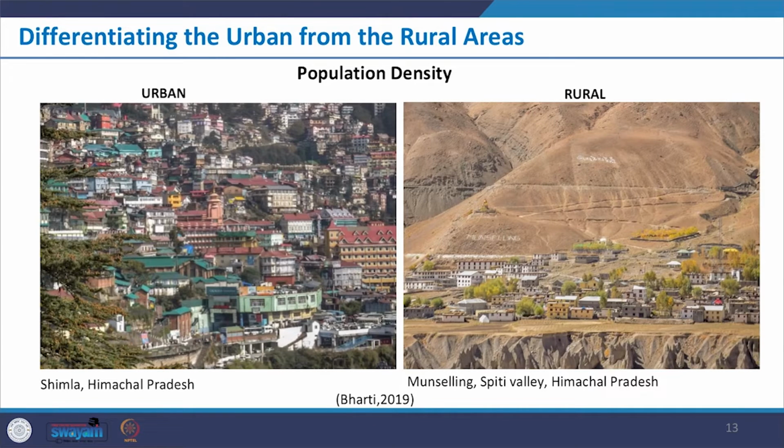Other major difference which we see is the density. In the picture on the left hand side, you can see high density, where in a small pocket of land, so many households live. Whereas on the right hand side, you see a lower density, where fewer people live in a piece of land. So these are very marked distinctions between the urban and the rural areas.